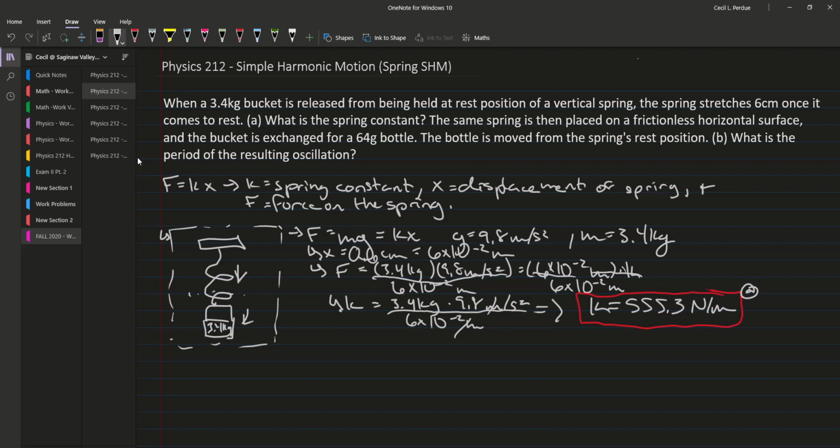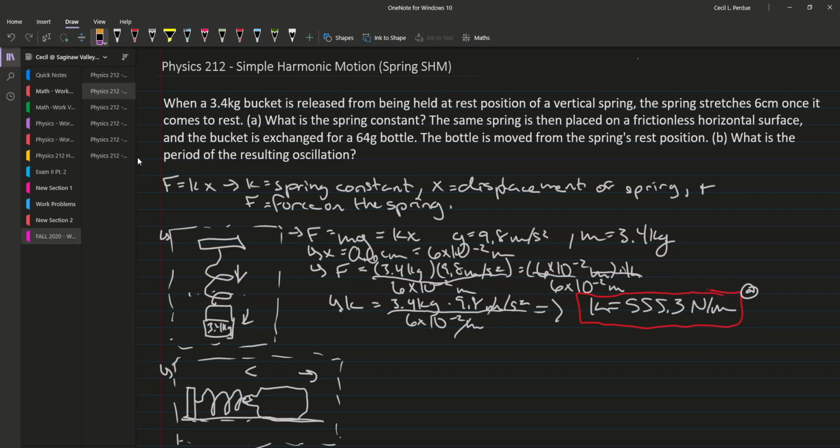Now for part B, instead of a bucket holding down the spring, we're looking at something a bit different. The spring is now horizontal, and instead of a bucket, we have a bottle attached to it. We just move it away from rest position, so we either compress the spring some amount, or we pull the bottle away from rest position in the other direction. The point is that some displacement occurs, and what we're looking for is the period of oscillation, or the time per oscillation, more or less.